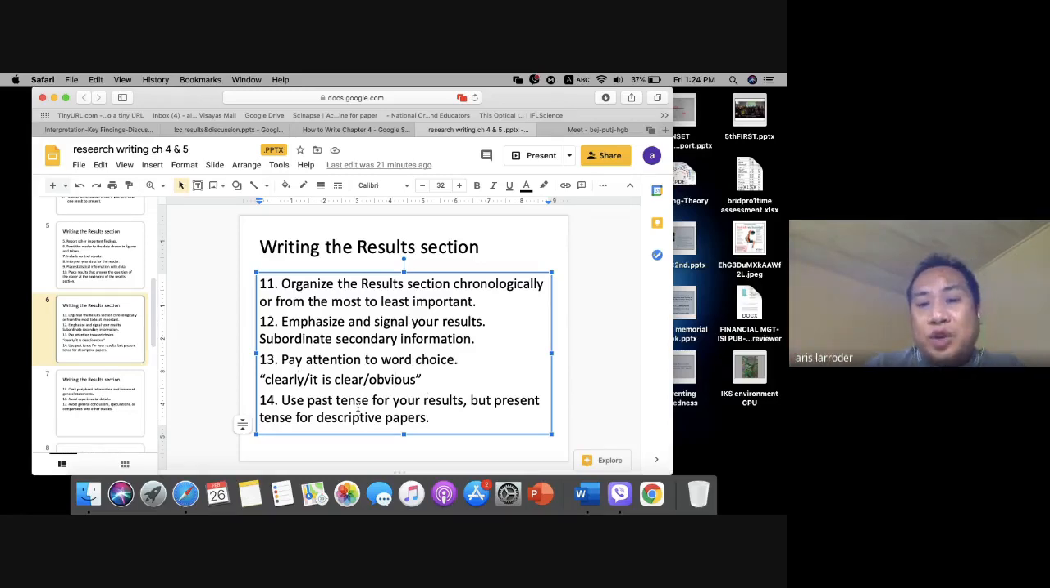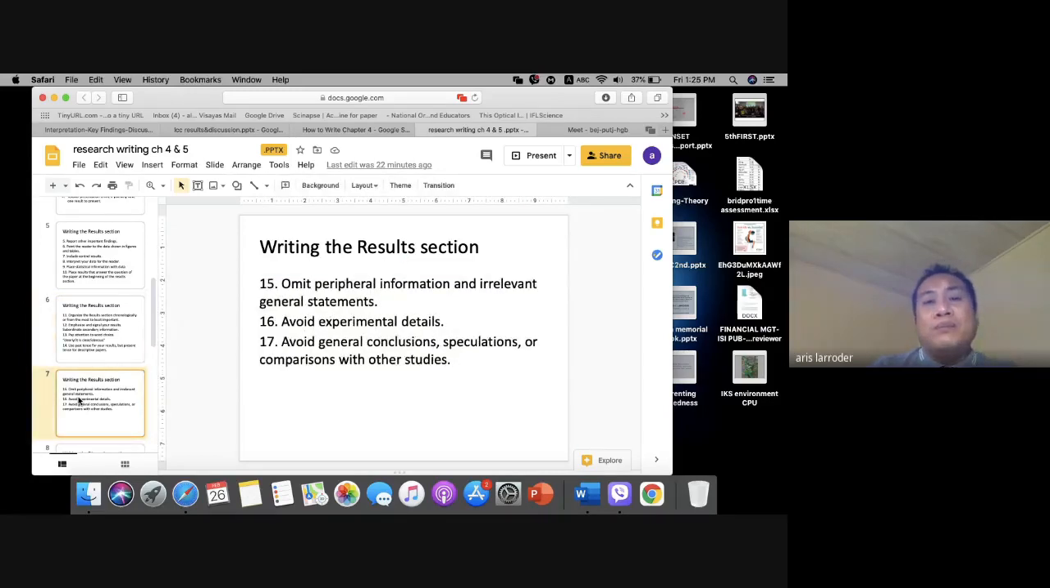You use past tense for your results, but present tense for descriptive papers. Now, for additional principles, omit peripheral information and irrelevant general statements. So if it's not corroborated by any other result or data, then please omit it. Avoid experimental details because the details of the experiment should be in the methods section. Even those things that you have changed, you have to reflect in your methods section.